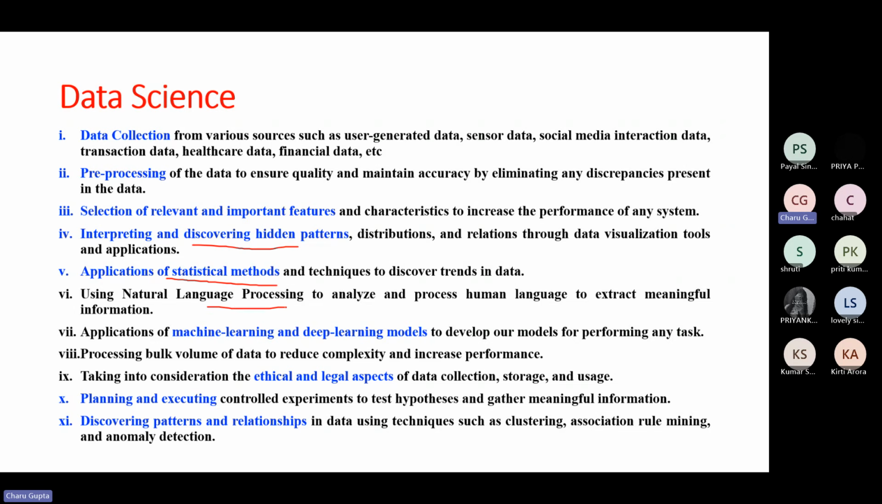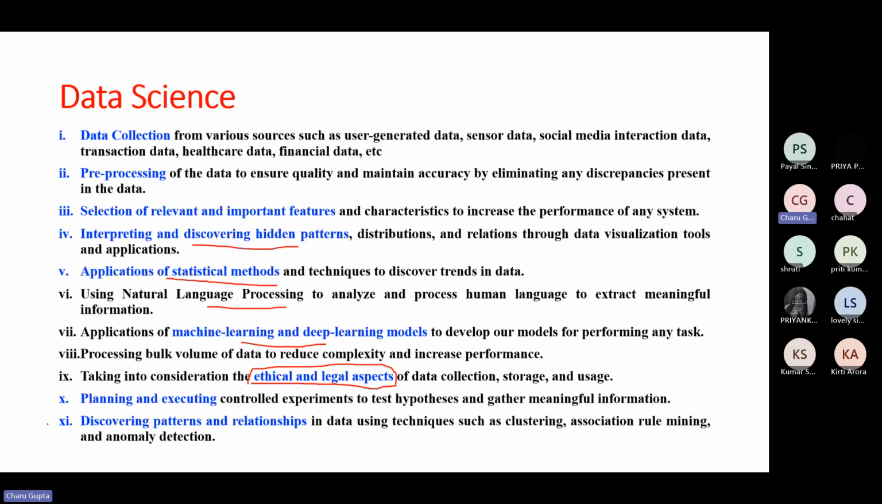NLP हम कहाँ यूज करते हैं? नेचुरल लैंग्वेज प्रोसेसिंग में, ठीक है, जहाँ पे हमारे पास बहुत सारा टेक्सचुअल या ऑडियो डेटा होता है. Then machine learning models. Apart from this, we have to take care about ethical as well as legal aspects of the data collection methods.